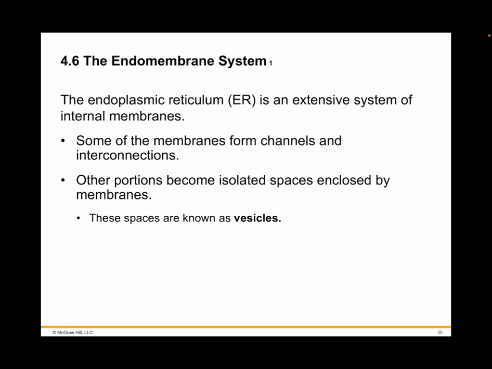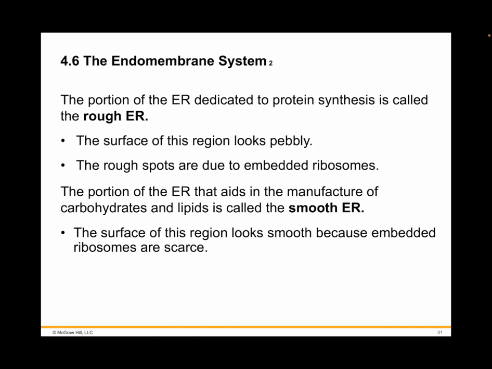Regions in which ribosomes are relatively scarce are called smooth ER. So there is more endoplasmic reticulum with ribosomes, that is, rough endoplasmic reticulum, compared to those regions that are scarcely studded with ribosomes, and that is known as the smooth endoplasmic reticulum.